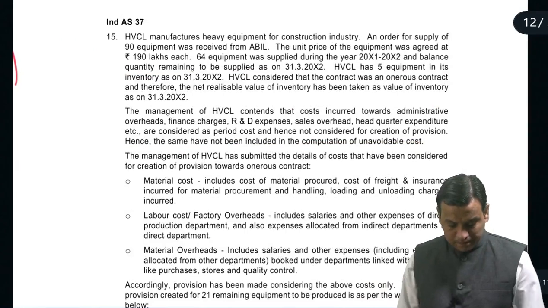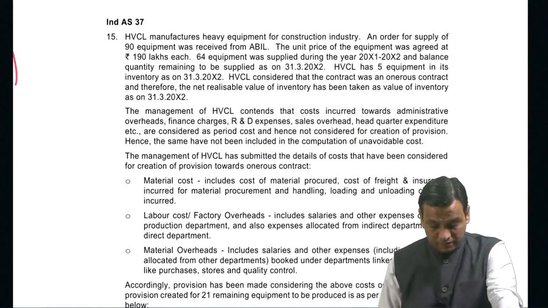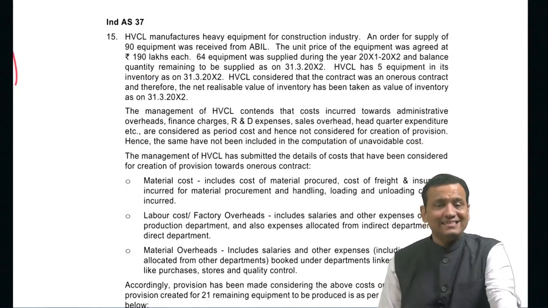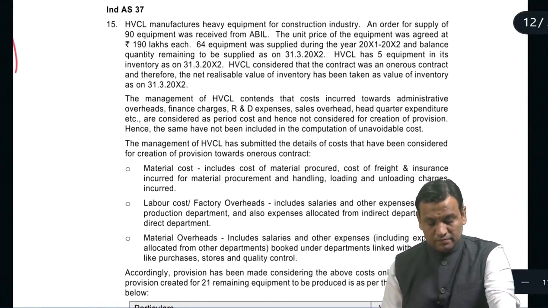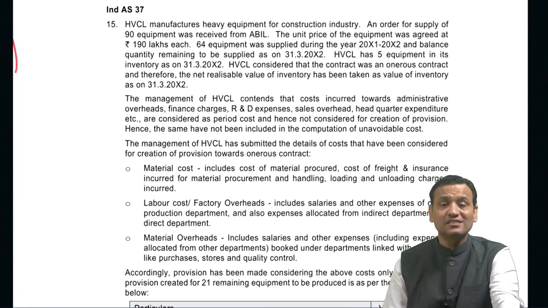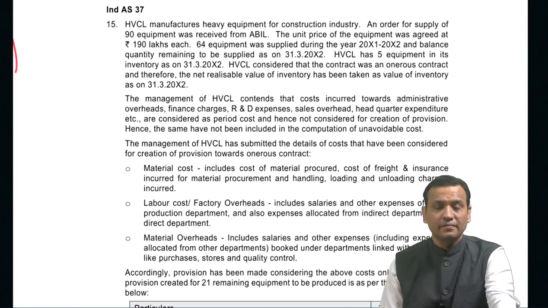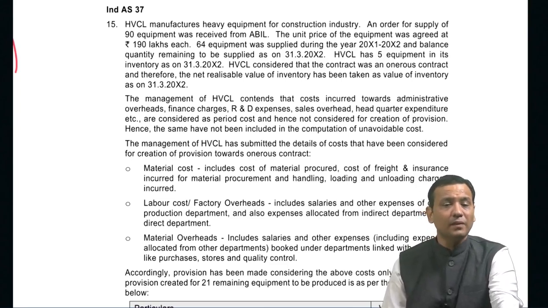Moving on to Ind AS 37. HVCL manufactures heavy equipment for the construction industry. An order for supply of 90 equipment was received from ABIL. The unit price of equipment was agreed at 190 lakhs each.